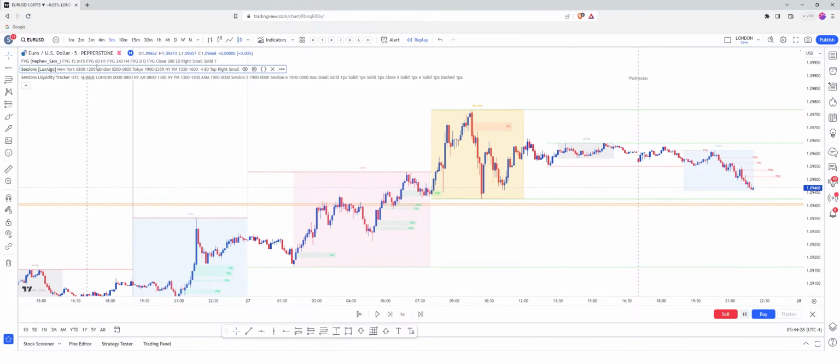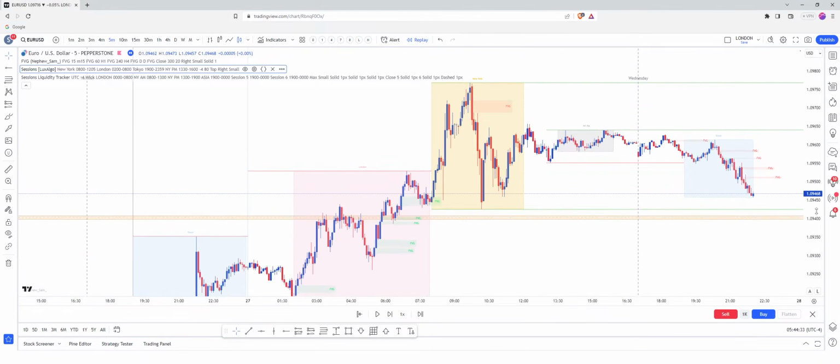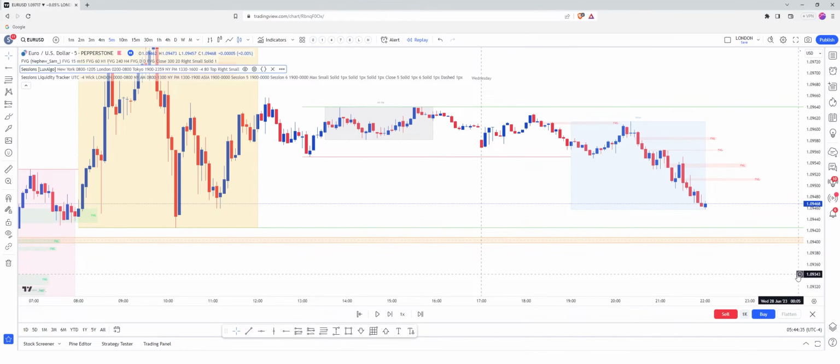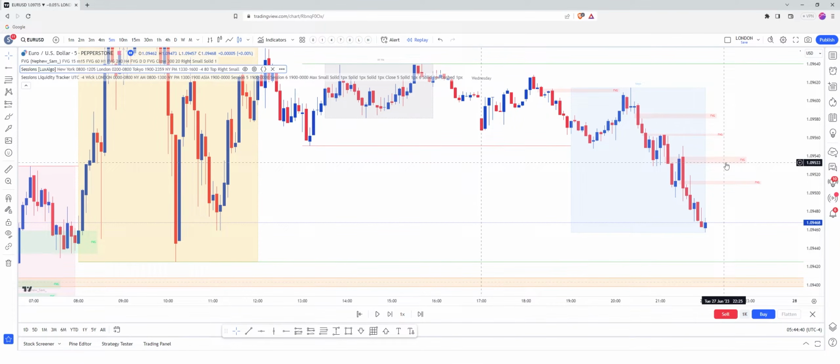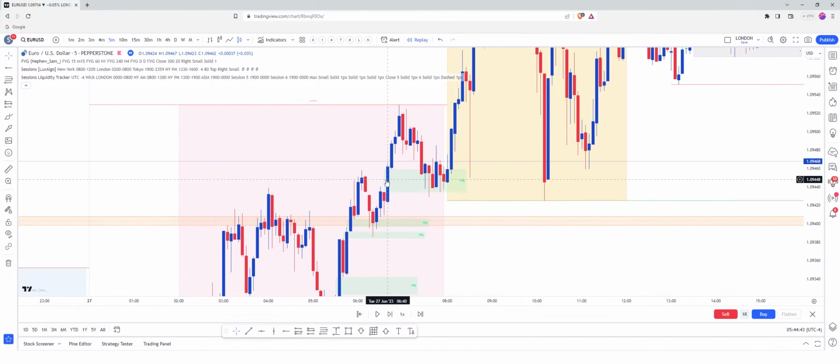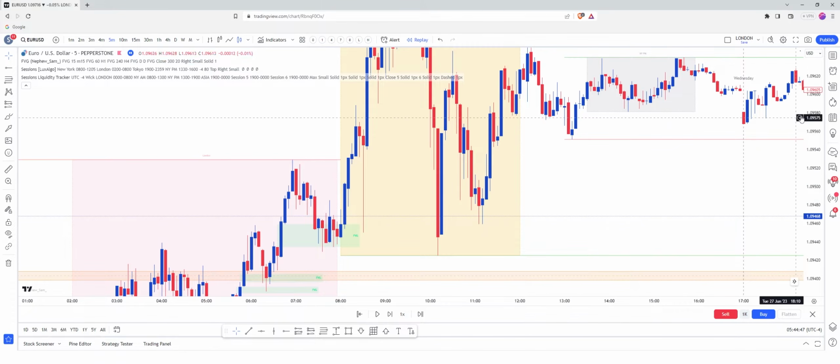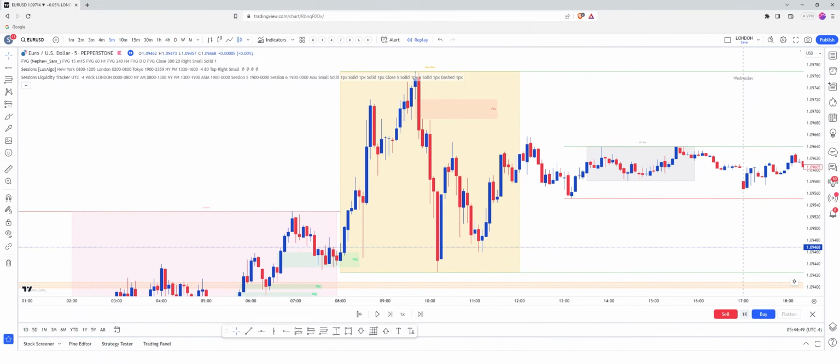And the final indicator that I use is fair value gaps by Nephew Sam. This indicator plots fair value gaps as they happen, red colored for bearish fair value gaps and green colored for bullish fair value gaps. So again, we will utilize this within the strategy.